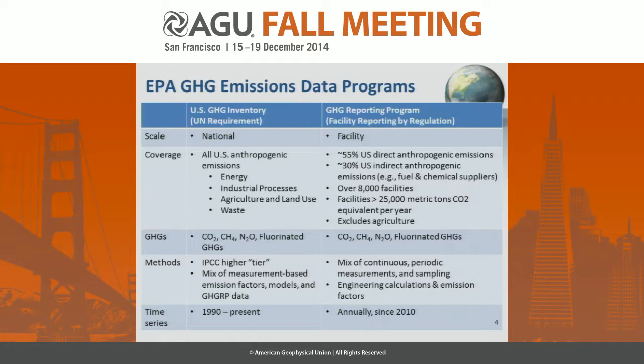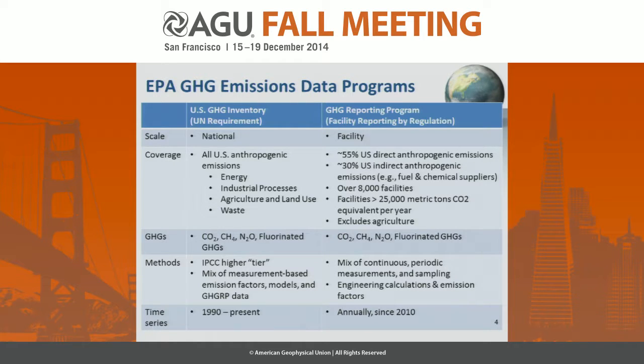The two key greenhouse gas data sets that we have at EPA are the U.S. greenhouse gas inventory, which is the UN requirement for all Annex I countries to report annually, and then the greenhouse gas reporting program, which is reporting required by regulation. The greenhouse gas inventory is national level emissions. We've been developing the inventory for over 20 years now. It covers all U.S. anthropogenic emissions and sinks.